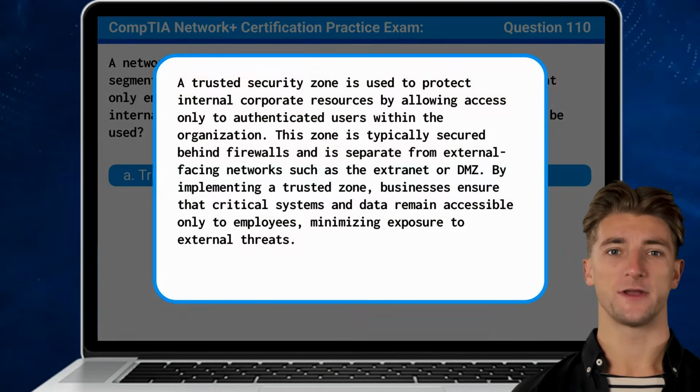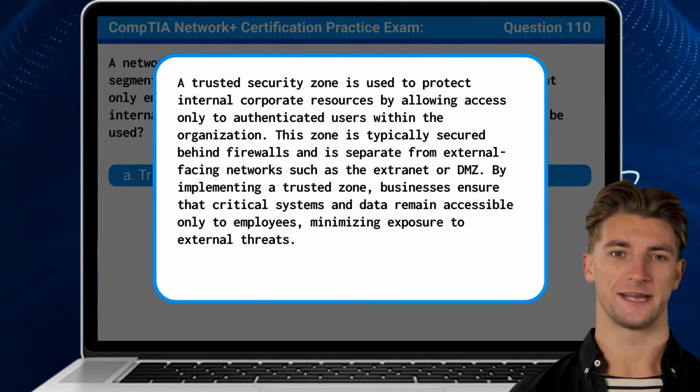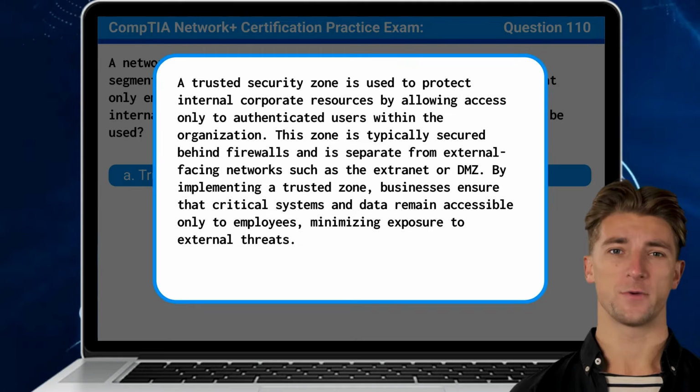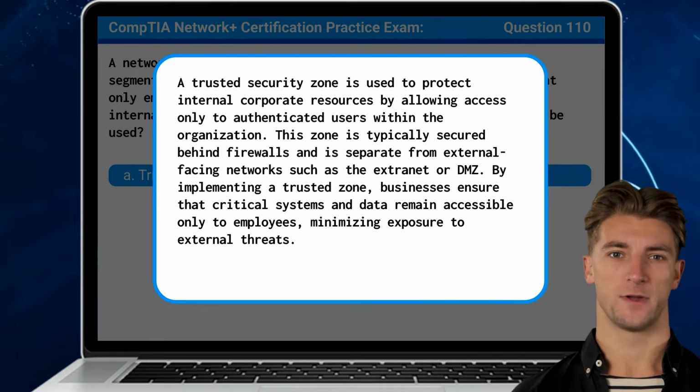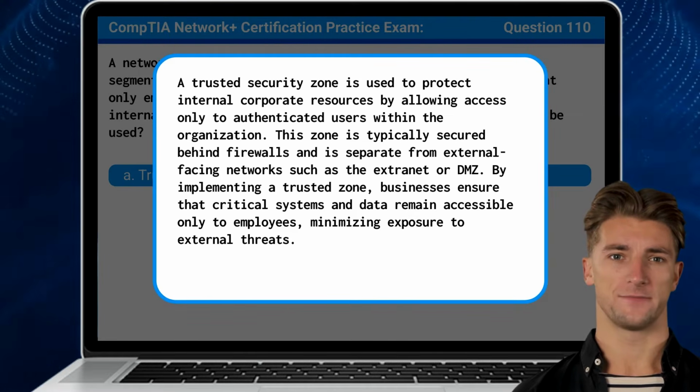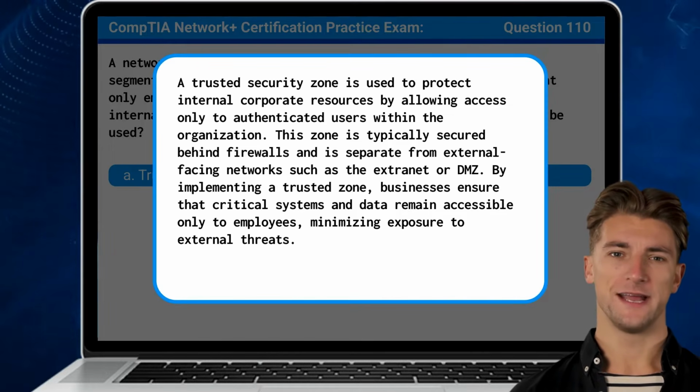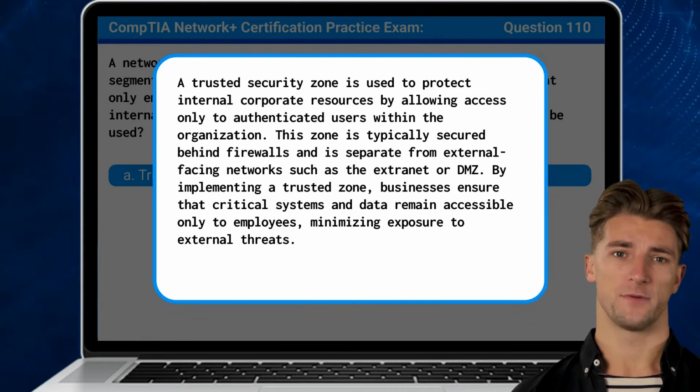A trusted security zone is used to protect internal corporate resources by allowing access only to authenticated users within the organization. This zone is typically secured behind firewalls and is separate from external-facing networks such as the extranet or DMZ. By implementing a trusted zone, businesses ensure that critical systems and data remain accessible only to employees, minimizing exposure to external threats.